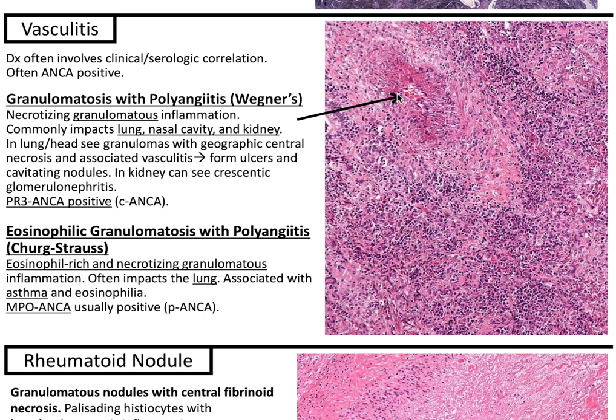Another vasculitis is eosinophilic granulomatosis with polyangiitis, formerly known as Churg-Strauss disease. It's an eosinophil-rich and necrotizing granulomatous inflammation. It often impacts the lung, and it's associated with asthma and eosinophilia. Your MPO ANCA or P-ANCA is usually positive.